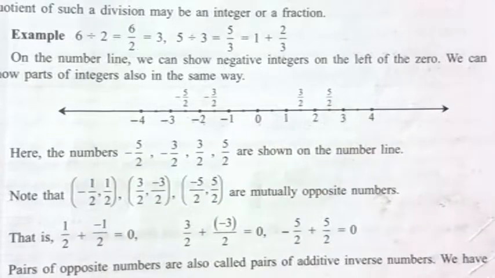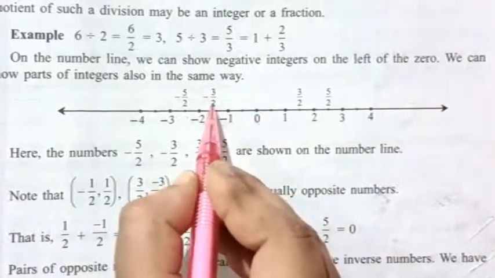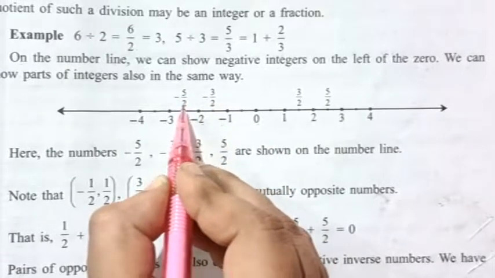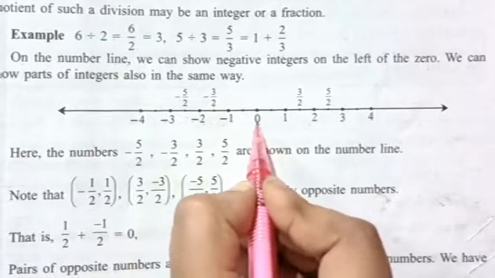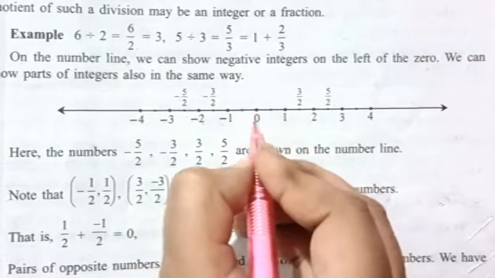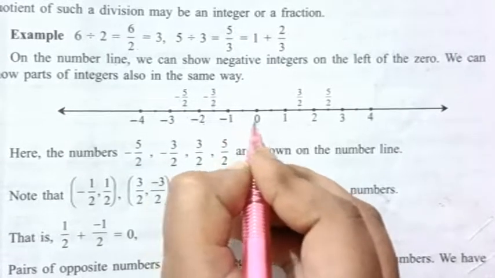Now let us see that. Okay, so here it is 0, minus 3 upon 2, minus 5 upon 2. Two means what? Divided into two parts. So 0 and 1, so 0 and minus 1. Between 0 and minus 1, this is divided into two parts.